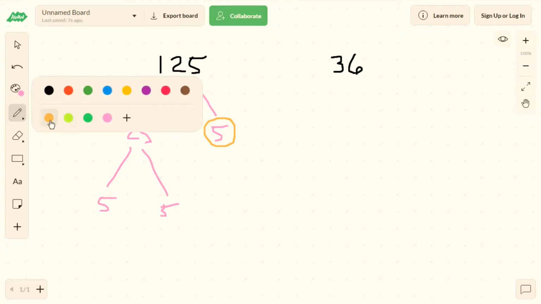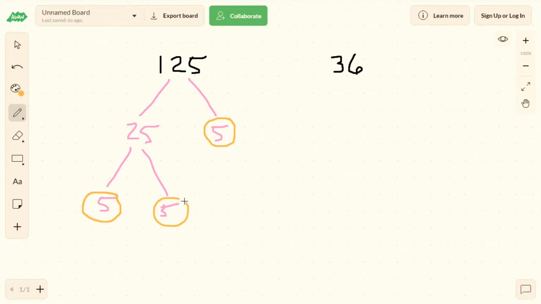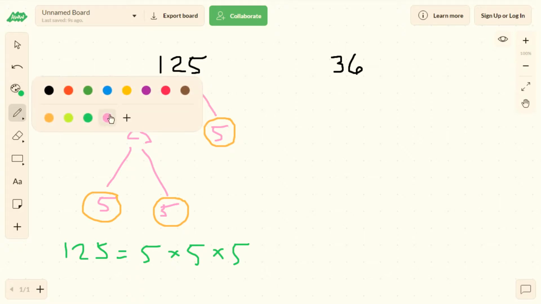And now something we notice is that, first of all, we have only prime numbers on the leaves, as we always will. And furthermore, it's not just any prime numbers, it's the exact prime factors that are going to multiply to give us 125. So 125 is going to be 5 times 5 times 5. That's basically the idea here. Okay, that's pretty good, right?